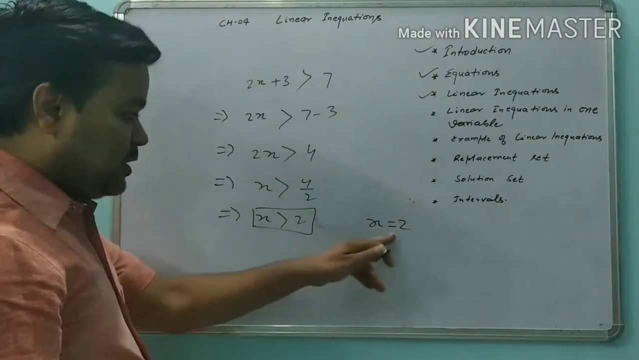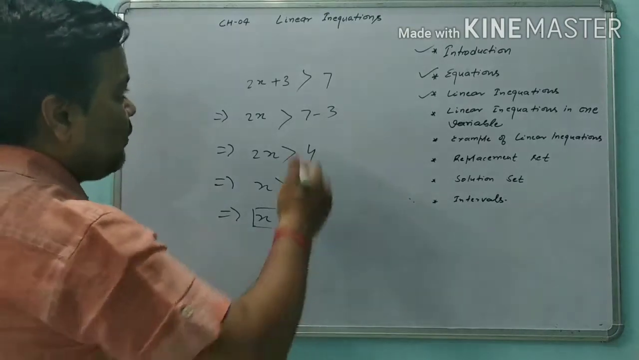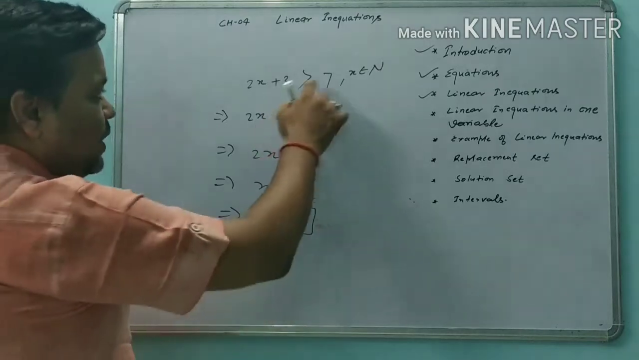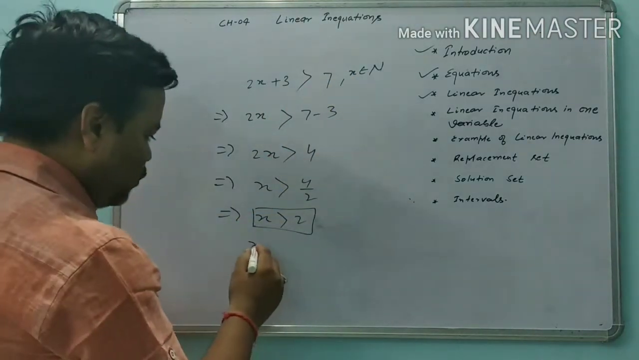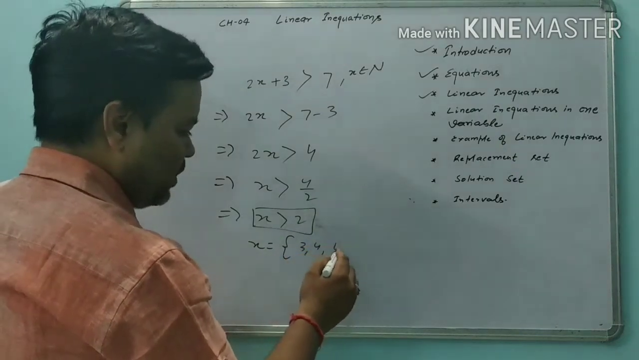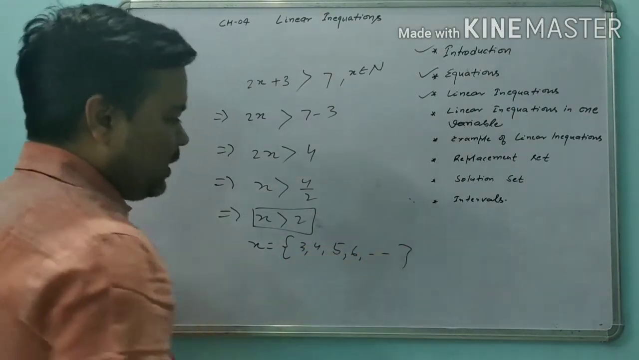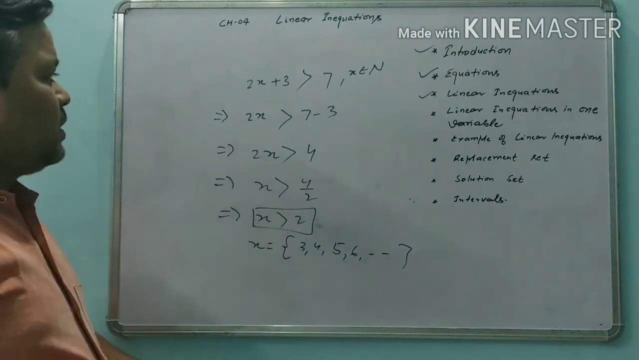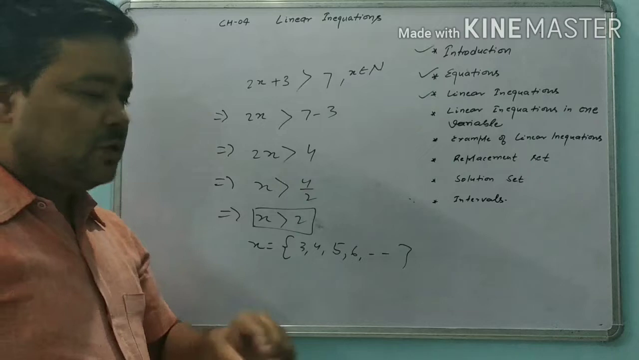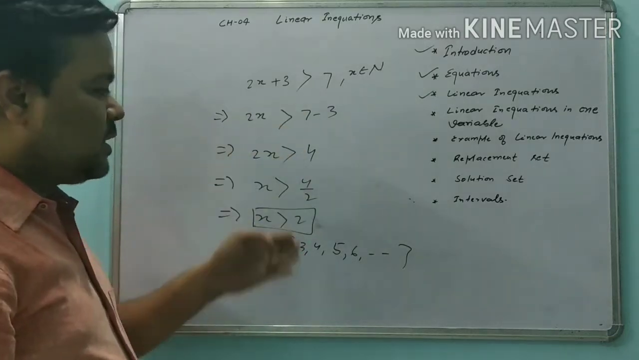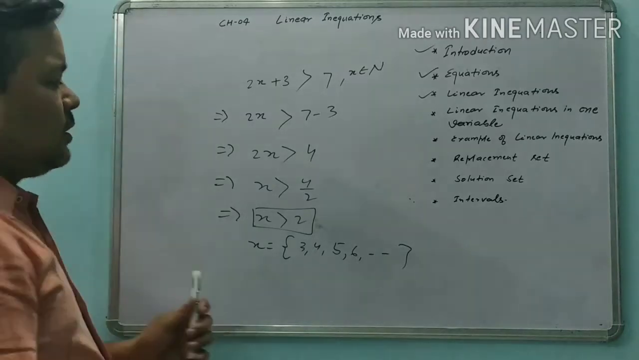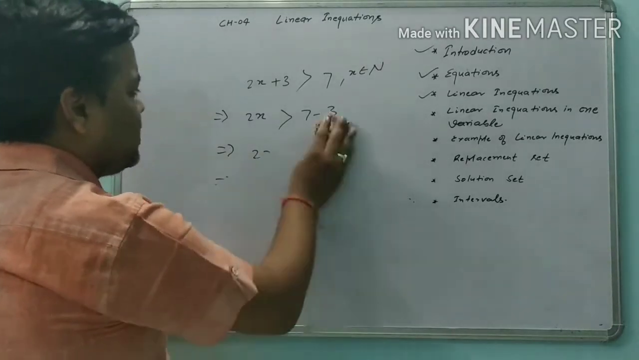Now we have the difference between this and this. If x belongs to natural numbers, then what may be the value of x? It may be 3, it may be 4, it may be 5, it may be 6, like that. In this way we can show that there is only one solution in a linear equation, but several, infinitely many solutions in a linear inequation.